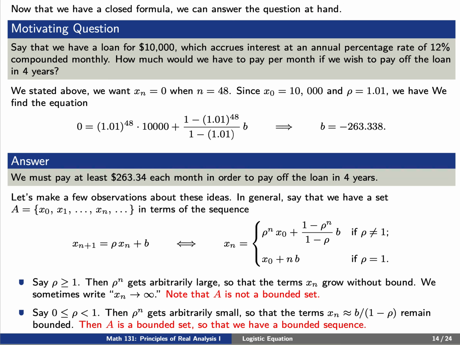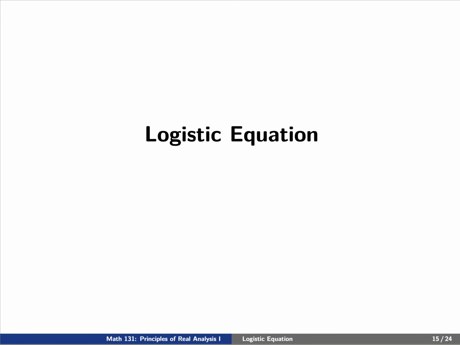On the other hand, let's say that our rho is between 0 and 1. Then rho to the n gets arbitrarily small so that the terms x sub n approximately behave like b divided by 1 minus rho. Either way, the x sub n's are a bounded set of numbers. So our set A is a bounded set. That is, we have a bounded sequence. We're going to try to generalize this by maybe looking at some numbers to get an idea of how this might work in other cases.